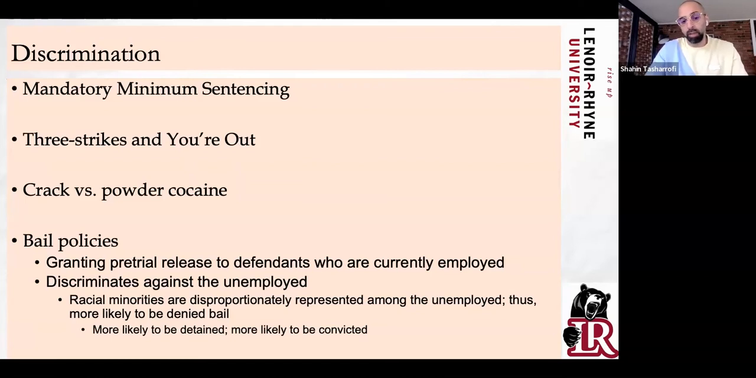So once you are denied bail, you are more likely to be detained. So we know from research that people who are detained are also more likely to be convicted because detention typically happens because the risk for not coming to the court is high, or the person is believed to basically pose a serious threat to public safety. So when you are denied bail, you're more likely to be detained and you're more likely to be convicted. Again, disproportionately affecting racial minorities.